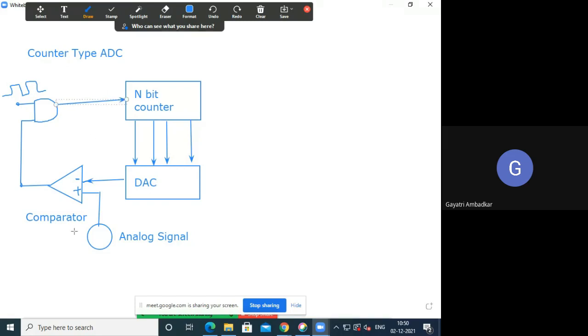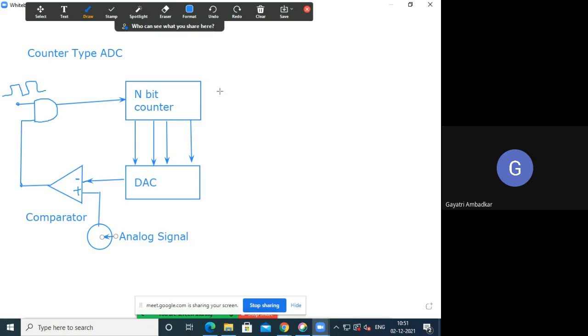Understood the circuit diagram? So this is your analog signal. You are giving your analog signal to the comparator. Here is your input. And this is an n-bit counter. Now what is the counter receiving? Number of pulses. What does the counter count? It counts the number of pulses. So when this train of pulses is passed through the n-bit counter, it will count at every high. First pulse, second pulse, third pulse.